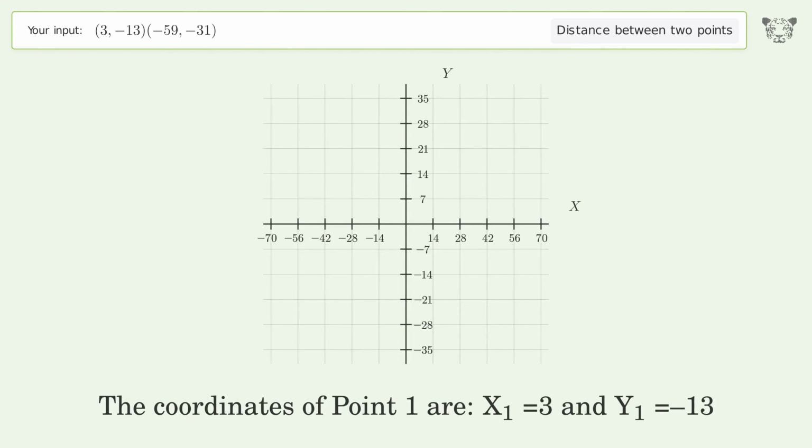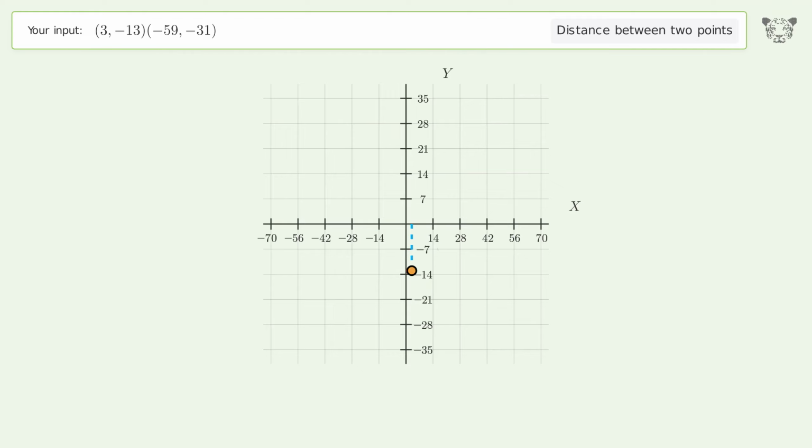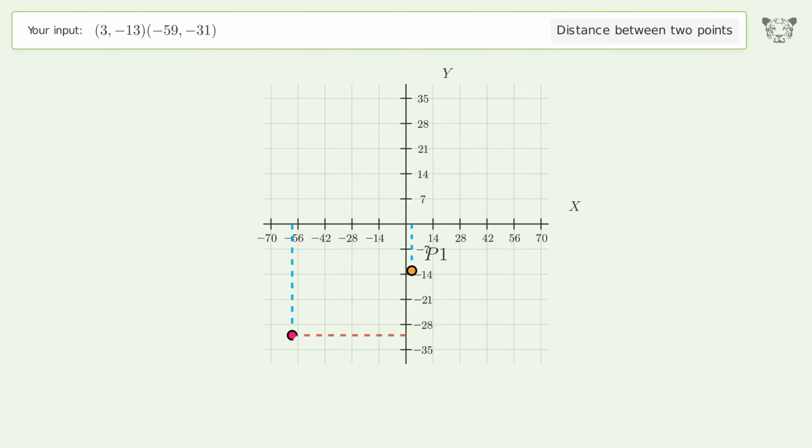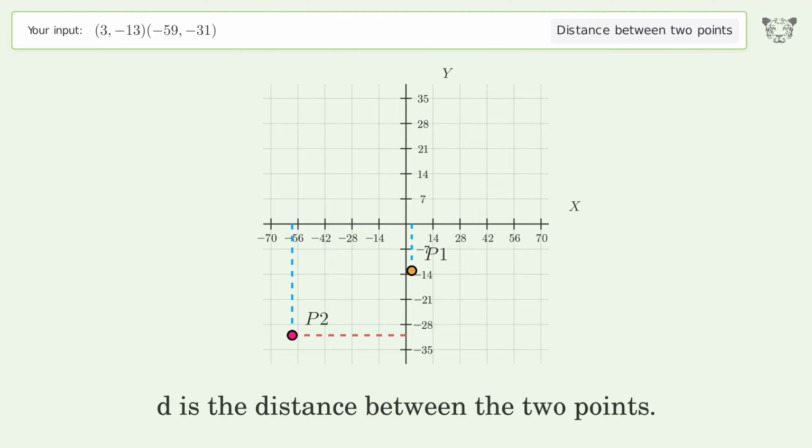The coordinates of point 1 are x1 equals 3 and y1 equals -13. The coordinates of point 2 are x2 equals -59 and y2 equals -31. D is the distance between the 2 points.